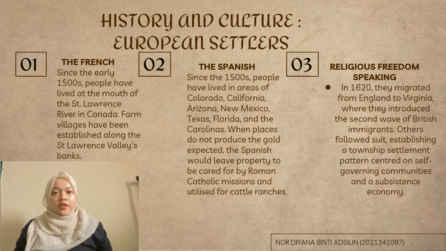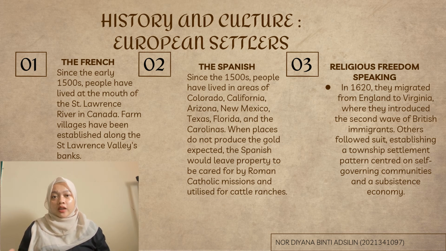History and culture, European settlers. First, the French. Since the early 1500s, people have lived at the mouth of the St. Lawrence River in Canada. Farm villages have been established along the St. Lawrence Valley's banks. Next is the Spanish. Since the 1500s, people have lived in the areas of Colorado, California, Arizona, New Mexico, Texas, Florida, and the Carolinas. When places did not produce the gold expected, the Spanish left the property to be cared for by Roman Catholic missions and utilized for cattle ranches.